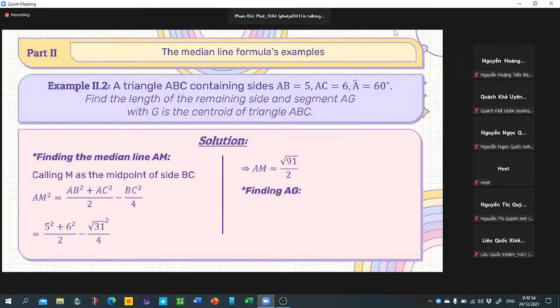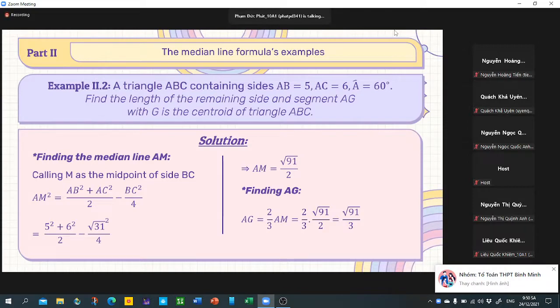The last part of this problem is finding AG. Having AG equals 2 over 3 times AM equals 2 over 3 times the square root of 91 over 2. And that equals the square root of 91 over 3.